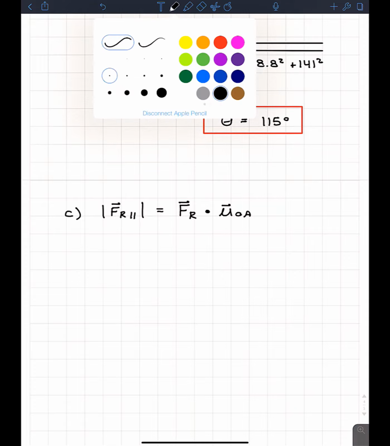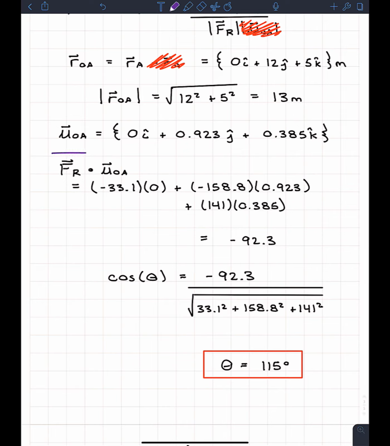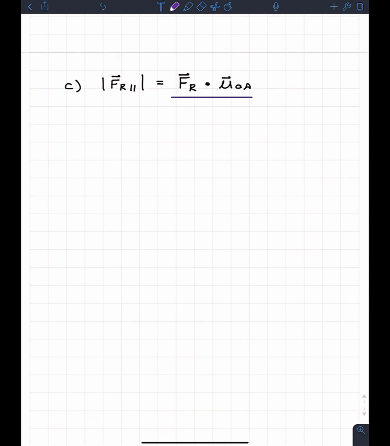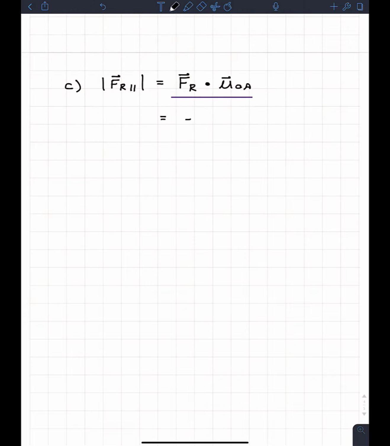Because look what we have here. I'm going to highlight it in purple. FR dot UA. And if we look up here, what do we have here? FR dot UA. So if you already did the last part correctly, if you look down here, you already have it. So we know that FR dot UA is equal to negative 92.3 newtons. So there's actually very, very little work to do with this, but this is what's going to stump a lot of you guys.